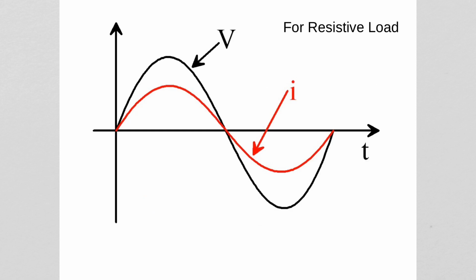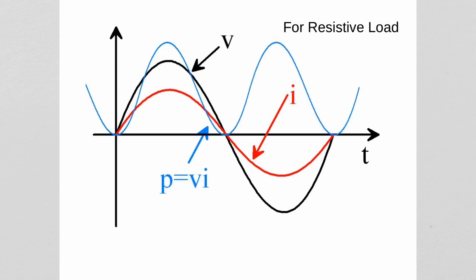Now take the case of the resistive load wave shape. You have voltage and current in this fashion. Now let us say you would like to plot the instantaneous power. When you plot the instantaneous power, which is the instantaneous value of V into the instantaneous value of I at the same time locations, you will get this power curve as shown here.